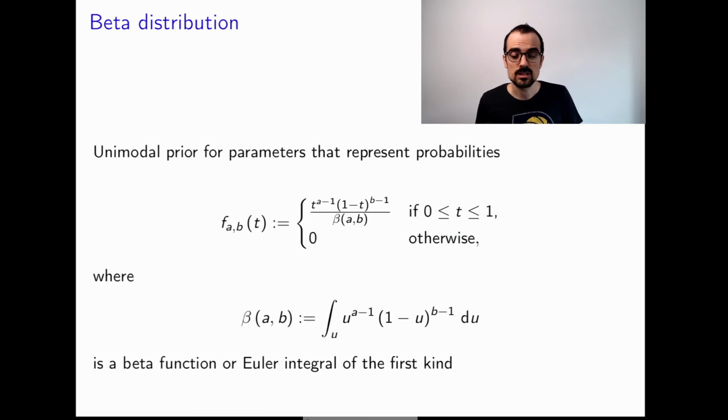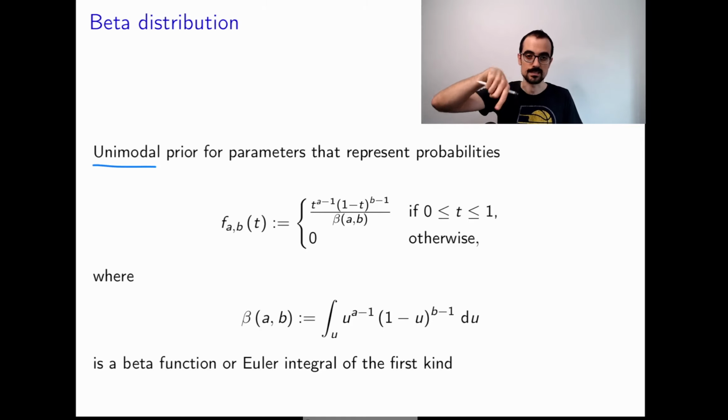Okay, so in general, this procedure that we have carried out, where you model a probability using a continuous distribution, is something that we do all the time in probabilistic modeling. A very popular distribution to use in order to model a probability is the beta distribution, which is a unimodal distribution.